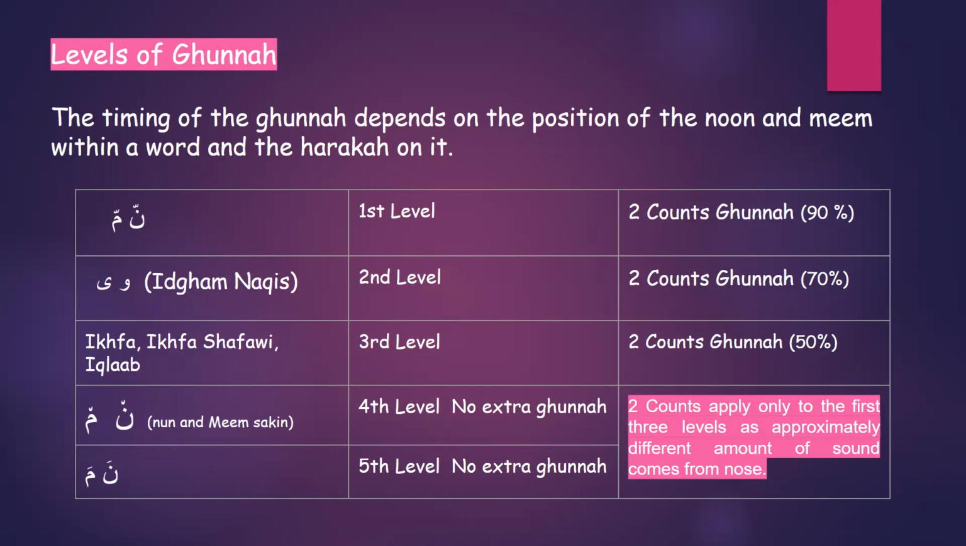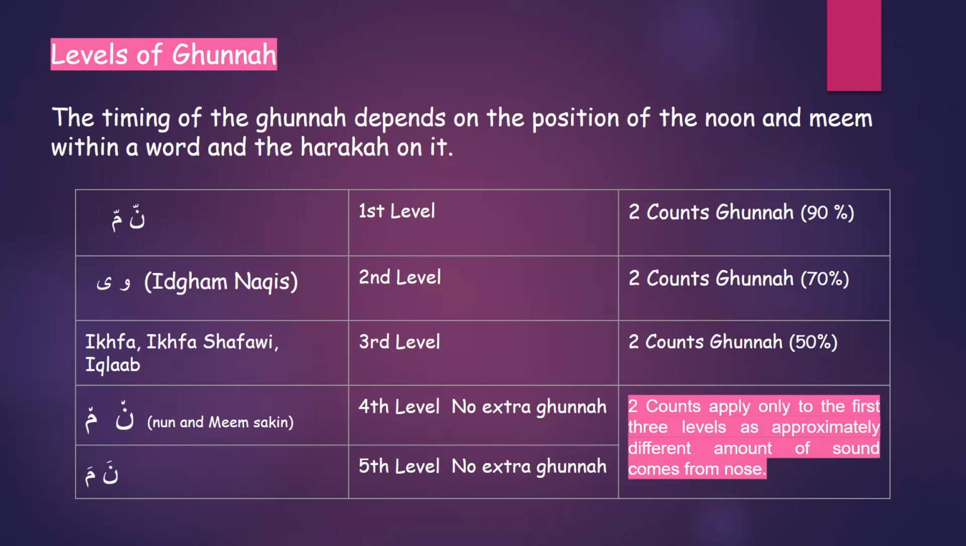The second level is in the rule of idgham naqis, when the noon sakina or at-tanween is followed by the letters waw and the ya. We have idgham letters yarmalun. From those yarmalun, we have the letters waw and the ya. So noon sakina and tanween followed by the letters waw and the ya, there would be an idgham. This idgham is considered as idgham naqis. Now we have the second level of ghunnah.